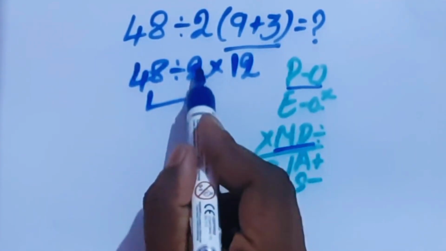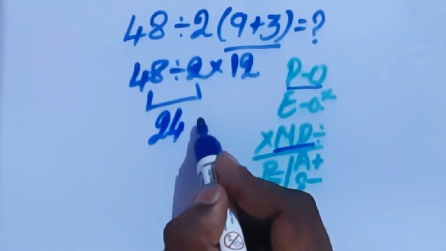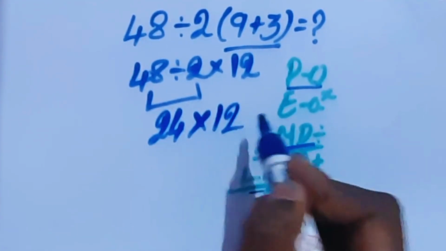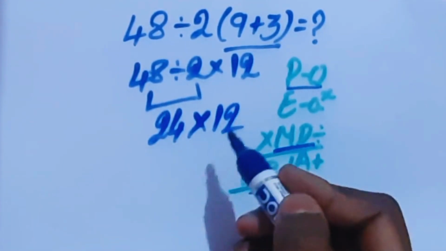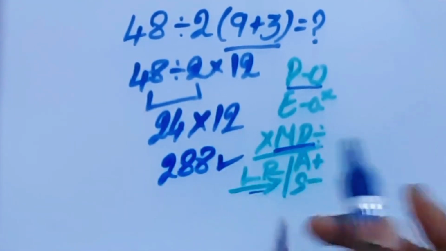48 divided by this 2, so this is 24. Then 48 divided by 2 times this 12: here 24 times 12 is 288, which is the correct answer.